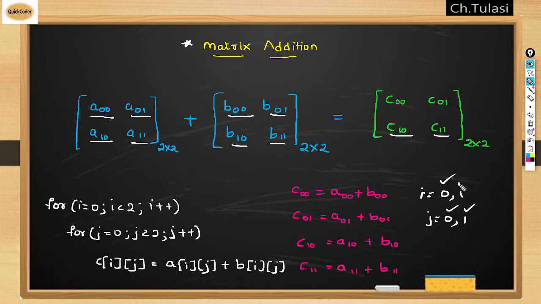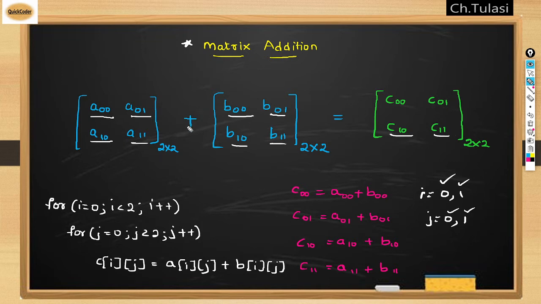Like this we can continue. When i is equal to 1 and j is equal to 0, C of 10 is equal to A of 10 plus B of 10. And when j is equal to 1, C of 11 is equal to A of 11 plus B of 11. Like that. The same will be followed with matrix subtraction also.